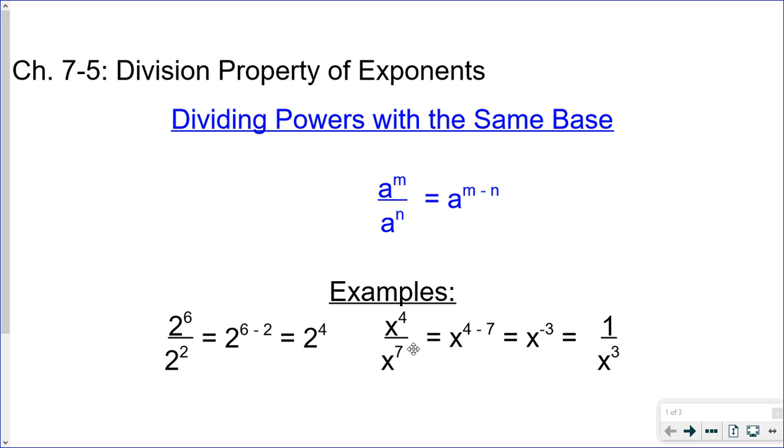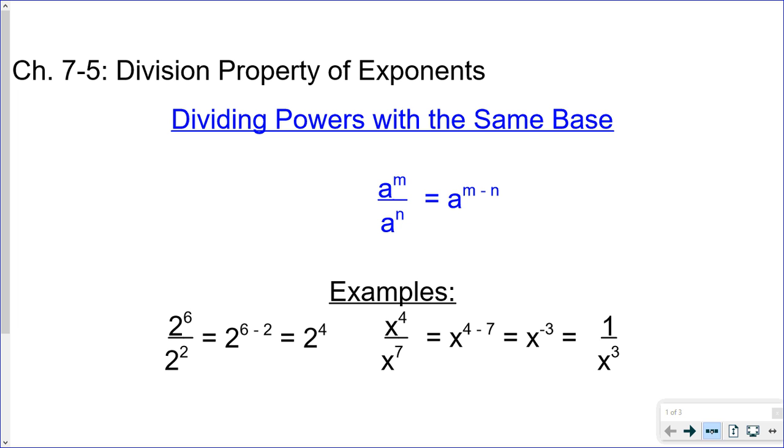X to the 4th divided by x to the 7th, 4 minus 7 gives you negative 3, but don't leave your answer with a negative exponent. So hopefully you've learned about negative exponents. If not, I'll put a link up here. So then to make that a positive exponent, just put it under 1.